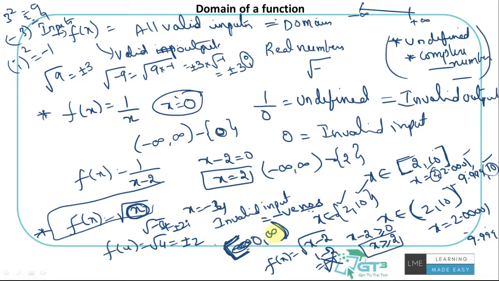Unlike here, where we had 0 to infinity, right? So when you have the square root of something, make sure that the inside expression should be greater than or equal to 0. And then according to that you can find the values. So it can have 2 to infinity as the answer for this. That's how you need to find the domain.